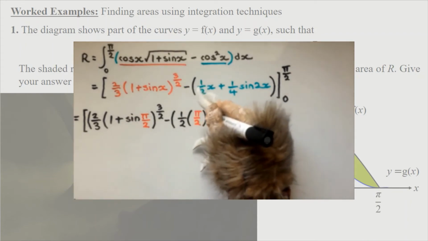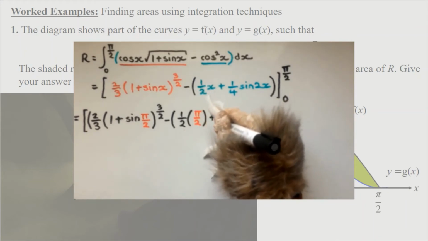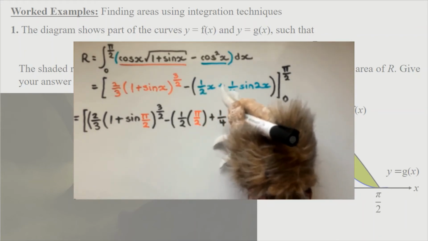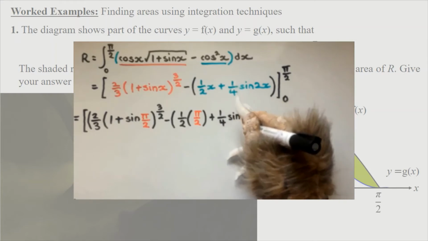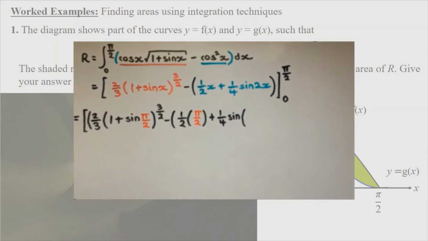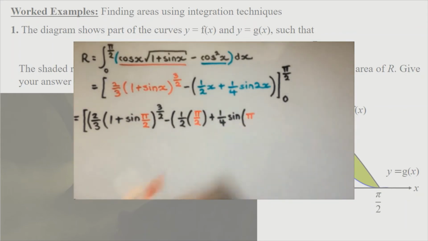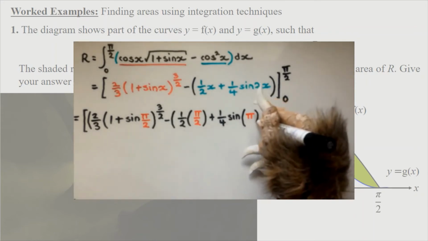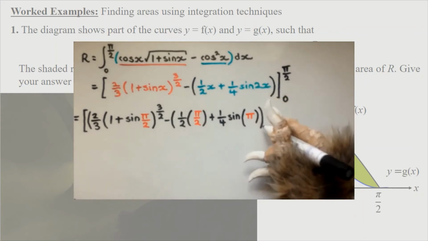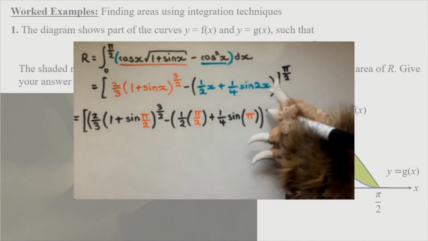Close that. Plus 1/4 sine of 2 lots of pi over 2. Now I'll just multiply that straight away. 2 lots of pi over 2 is of course pi, like so. Close that bracket. Okay, and then there's another bracket to close.